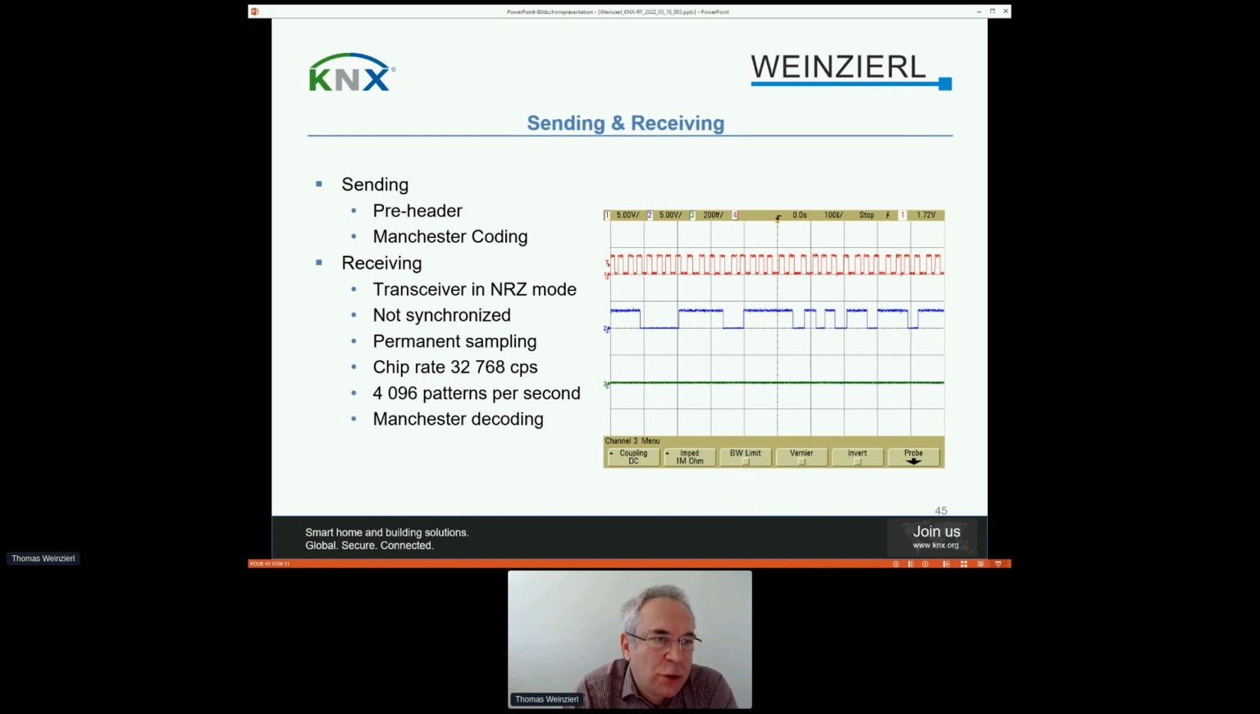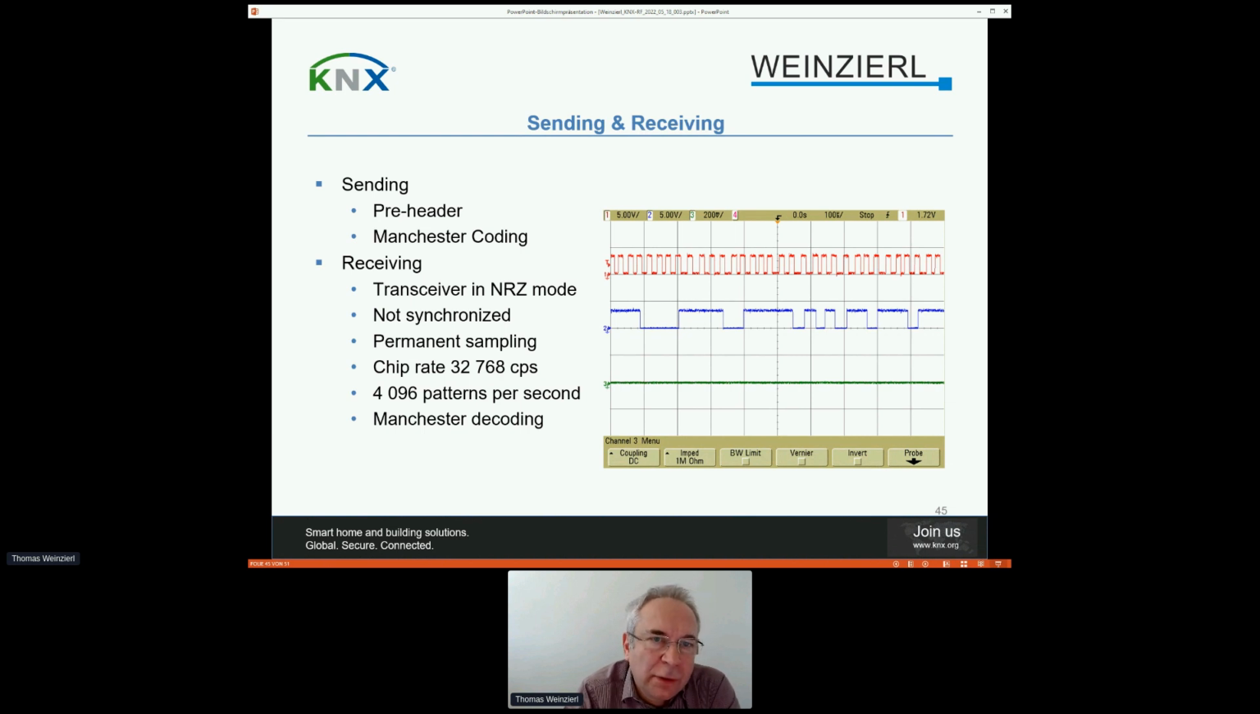Some background information about sending and receiving. Sending is quite simple, as always. Sending is just straightforward. You send the pre-header, do the Manchester coding of your telegram, and just send it out. Receiving is a bit more complex, or a bit more stress for the micro, because the transceiver runs in NRZ mode and you receive the data not synchronized.